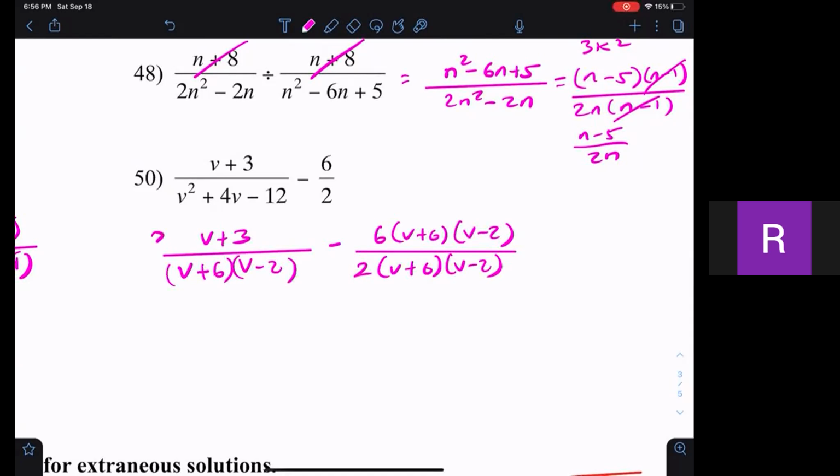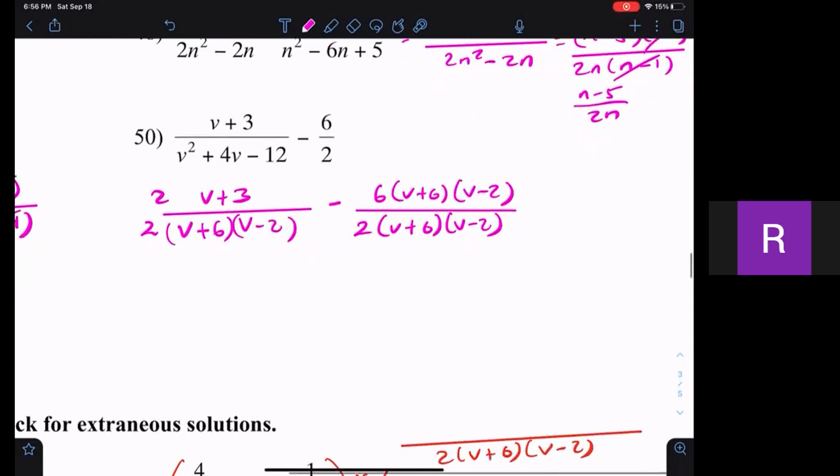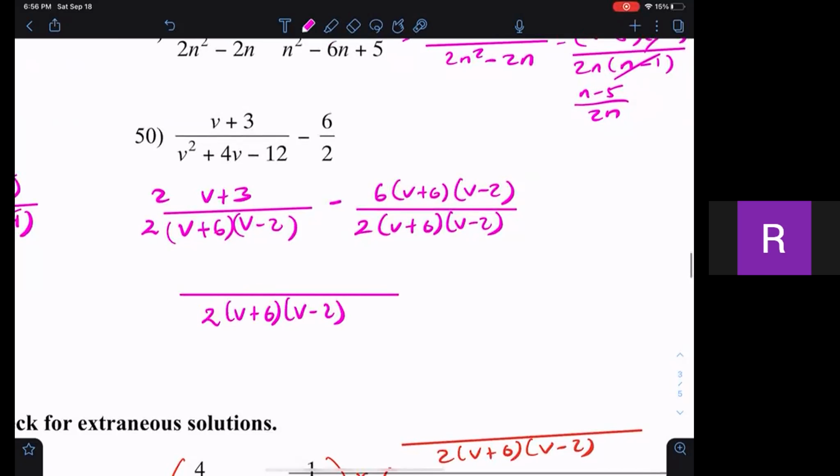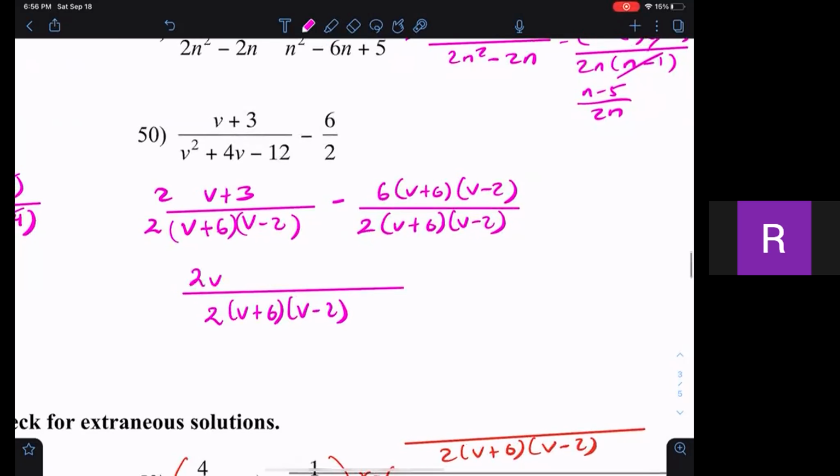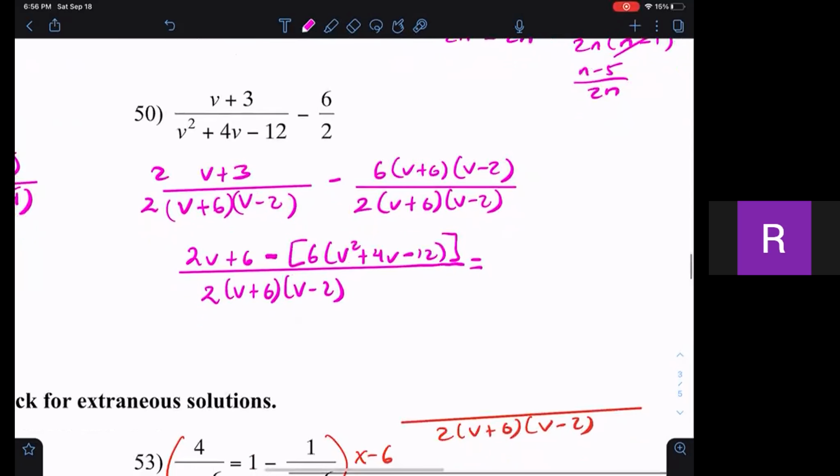You need to multiply here by 2 and 2, right? To have the same denominator. So we have 2, b plus 6, b minus 2 over, we have here, yeah. So this is 2b plus 6 minus, the top is going to be, we can do 6. Then you can expand that, right? So that's going to be b squared minus 2b plus 6b plus 4b minus 12. And we need to go further, right? So this is 2b plus 6.